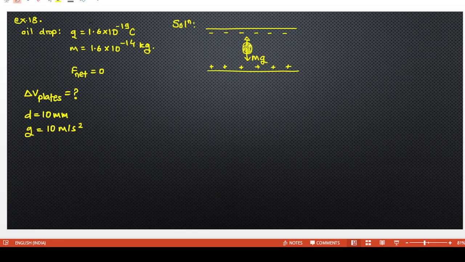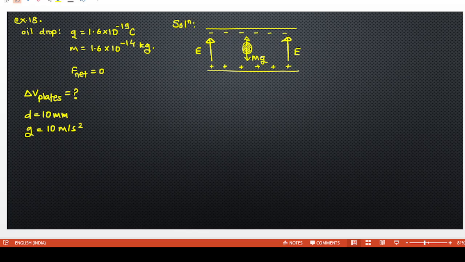You can say that this oil drop has charge Q. It is placed in the electric field. This positive charge creates its electric field in this region, and this negative charge also creates electric field in this region. Positive charge will create electric field away from it and negative charge will create the electric field towards it. So effectively there will be electric field like this. In this region there will be electric field upward, away from positive and towards negative. So effectively it will be upward.